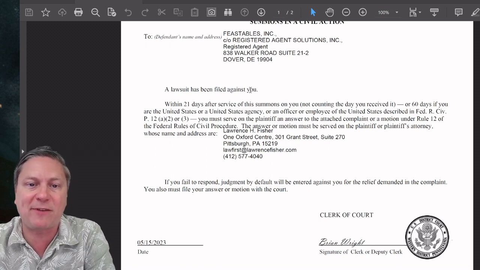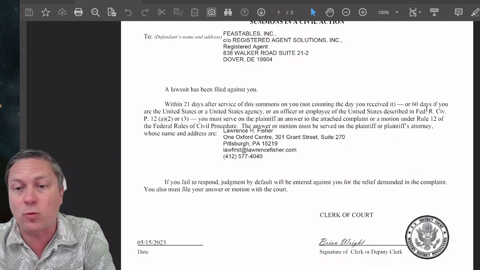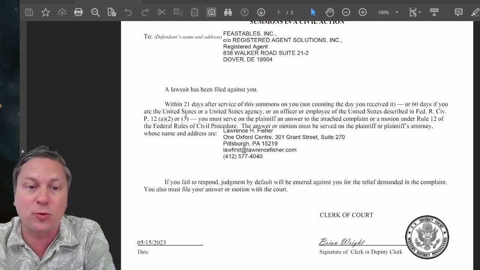So it says a lawsuit has been filed against you. Within 21 days after service of this summons on you, not counting the day you received it, or 60 days if you are the United States or a United States agency, or an officer or employee of the United States, described in Federal Rule of Civil Procedure 12(a)(2) or (3), you must serve on the plaintiff an answer to the attached complaint or a motion under Rule 12 of the Federal Rules of Civil Procedure.